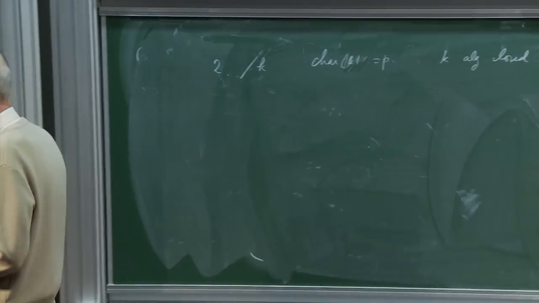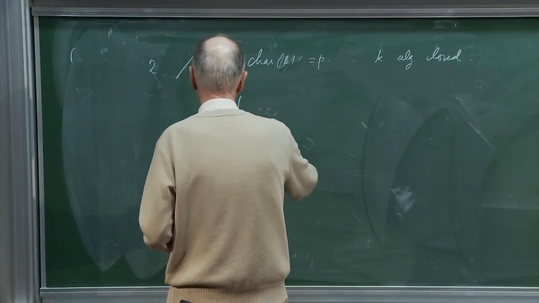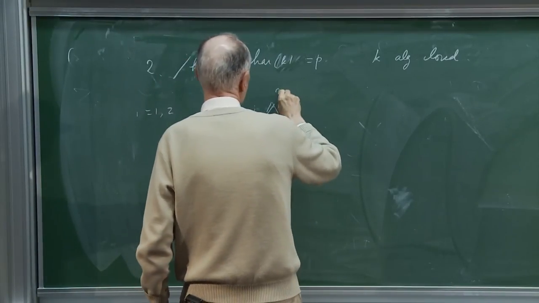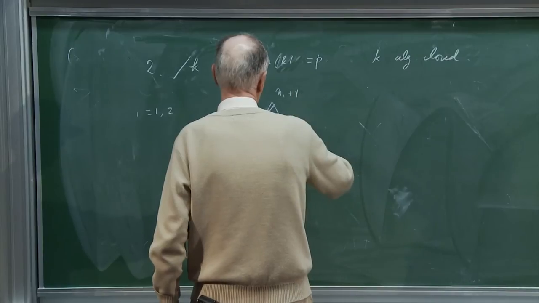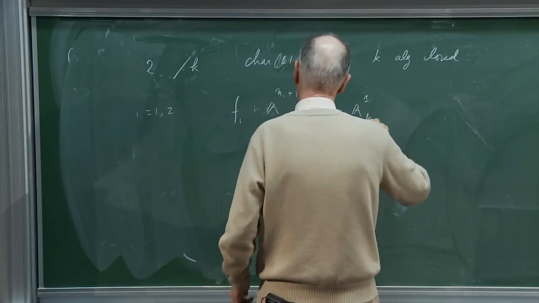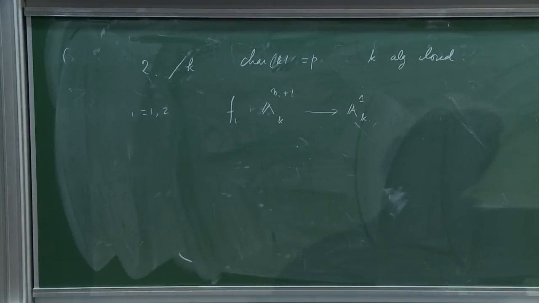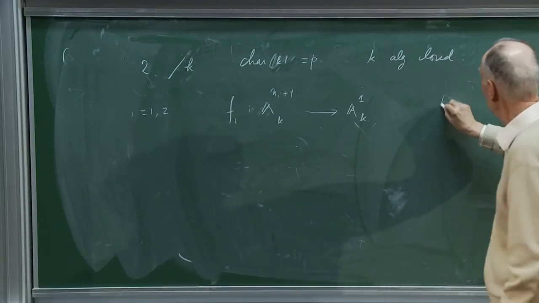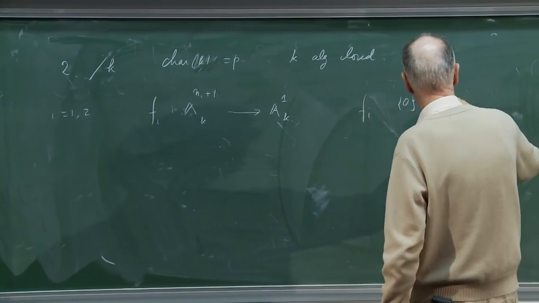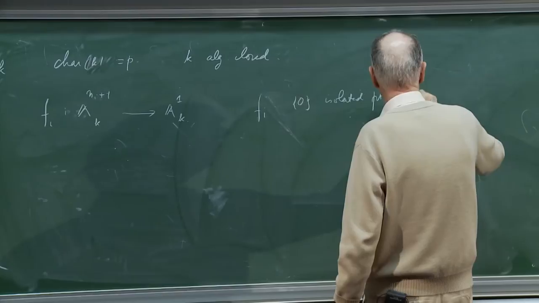Now, suppose you have two polynomials, f_i, for i equal 1, 2, from A^(n_i+1)_K to A^1_K. And assume that, again, f_i has 0 as an isolated critical point, so an isolated point of non-smoothness.